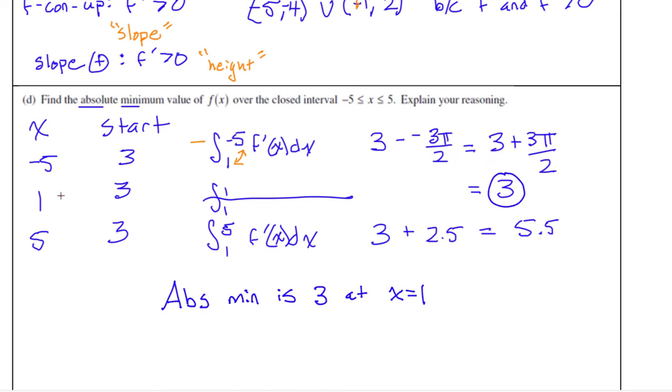1 point if you considered x equals 1. 1 point if you considered both the endpoints here and here. And 1 point if you got your answer. And that was out of 3 points.